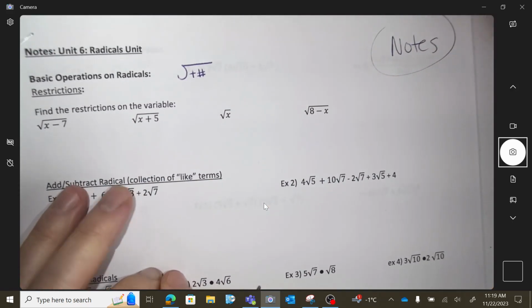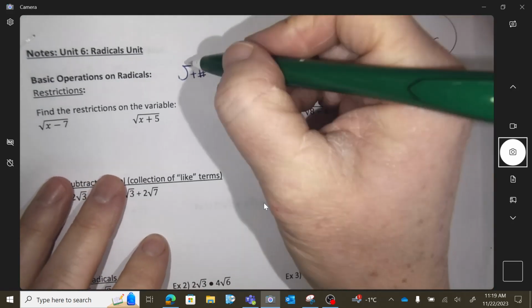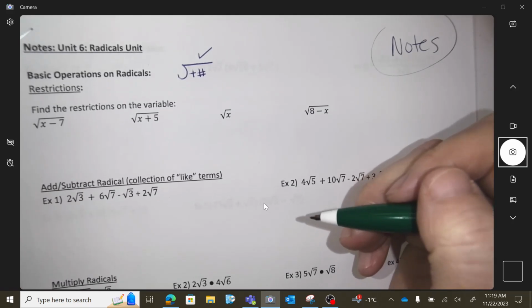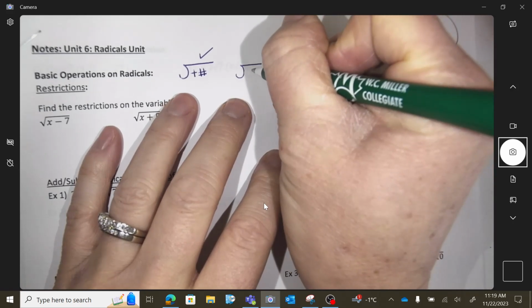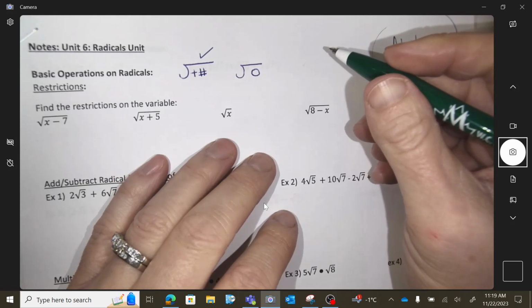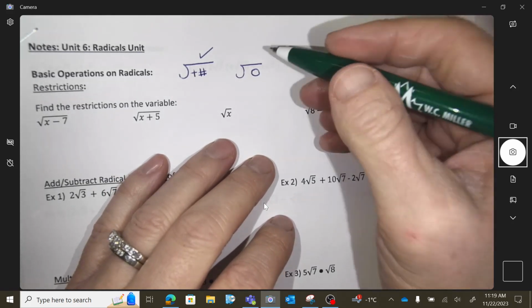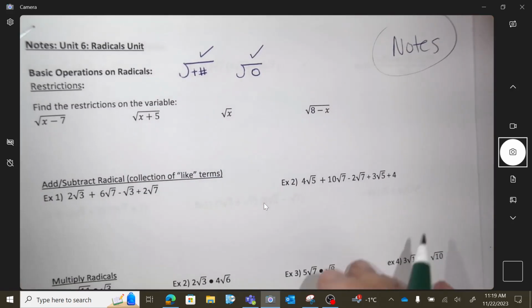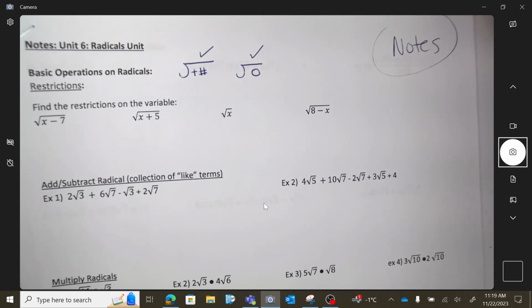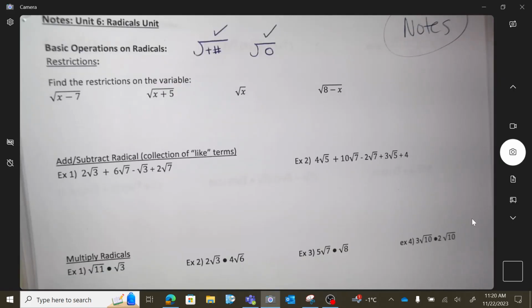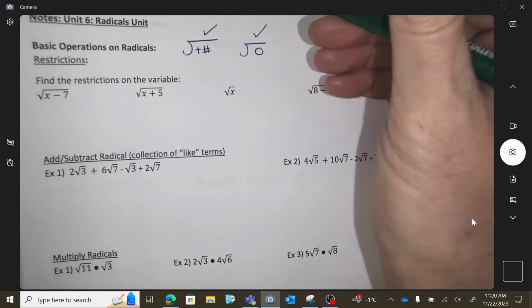I know if I square root a positive number, I can do that. What about square rooting the number 0? Can you square root the number 0? Yeah, you can, right? Square root of 0 is 0. Okay, so we can square root positive numbers. We can square root 0.